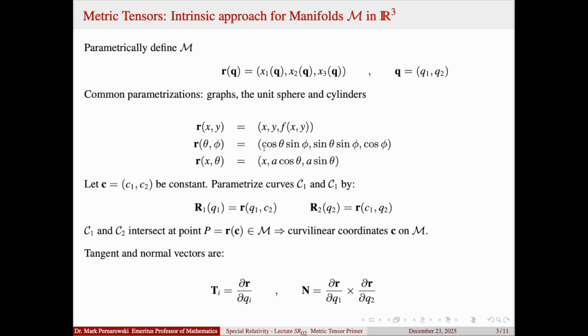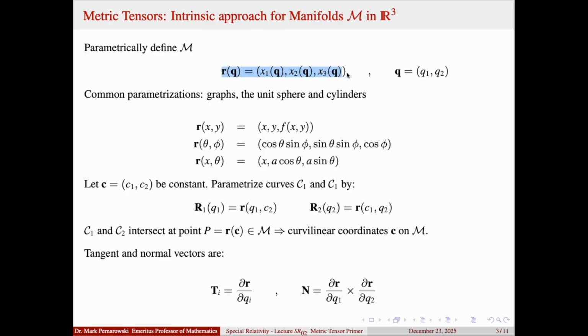And if you've taken a class in this, you would have seen this at some point. You can also have the coordinates for a cylinder. In this case, a cylinder of radius a, where you can see that y squared plus z squared is equal to a squared.